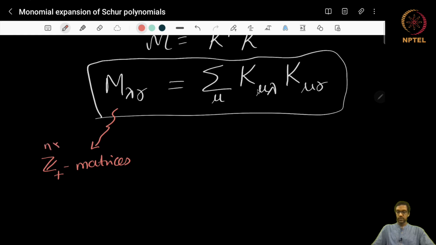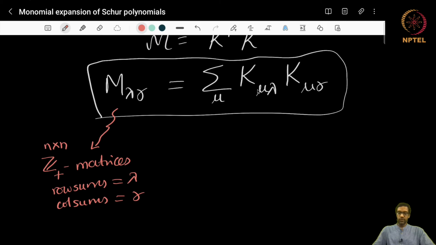Let's even say n cross n. We have fixed n cross n integer matrices whose row sums are lambda and column sums are gamma. Okay, and what's on the other side? In some sense I don't need to fix an n. So we've said this before.